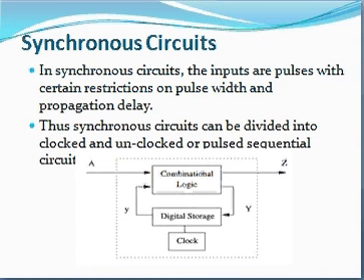Synchronous circuits. In synchronous circuits, the inputs are pulses with certain restrictions on pulse width and propagation delay. Thus, synchronous circuits can be divided into clocked and unclocked or pulsed sequential circuits. So, this is a simple block diagram of the clocked synchronous circuit.